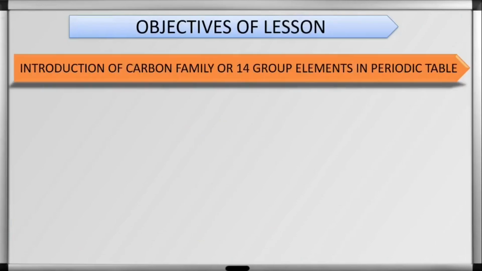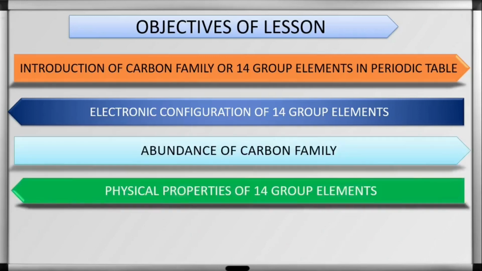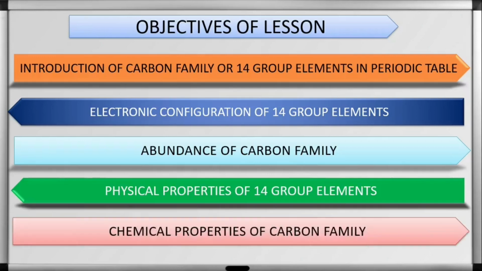First of all, we look at the introduction of the carbon family or group 14 elements in the periodic table. After that we look at the electronic configuration of group 14 elements. Then we look at the abundance of the carbon family. After that we look at the physical properties of group 14 elements. And the last point of this topic, we discuss the chemical properties of the carbon family.